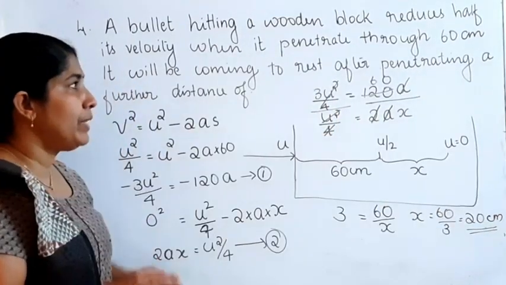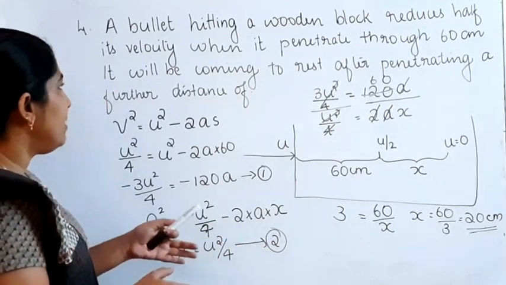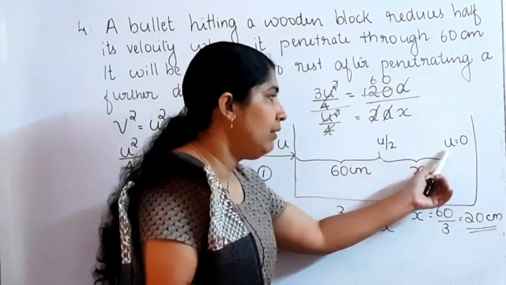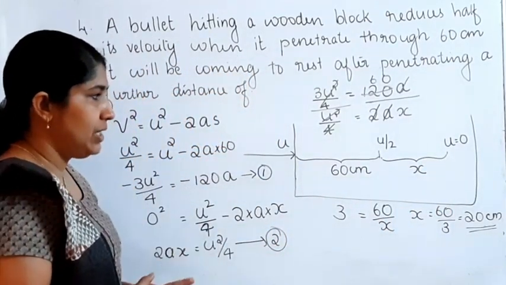The bullet comes to rest after penetrating through a distance of 20 centimeter from this position. From here to here, the distance traveled is equal to 20 centimeter.